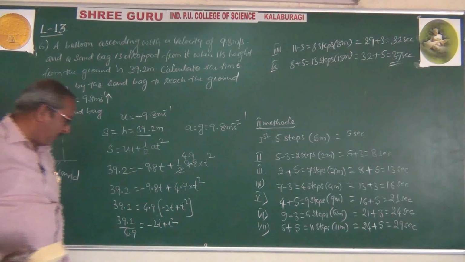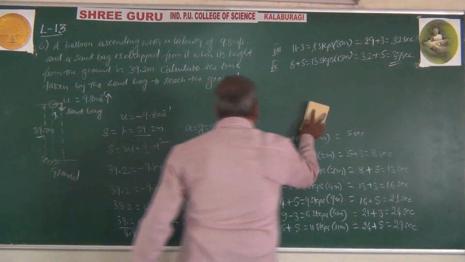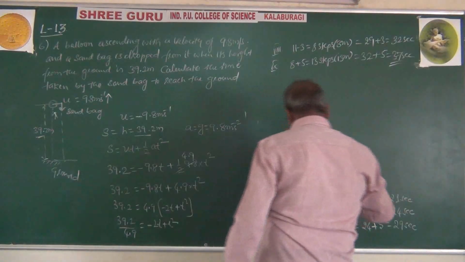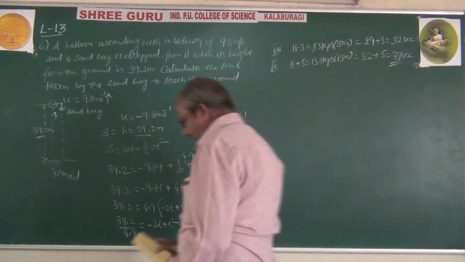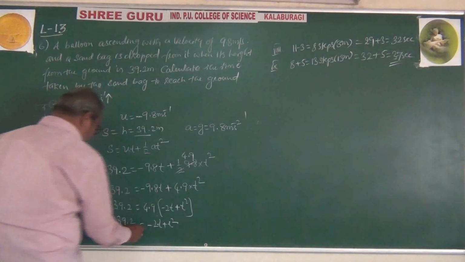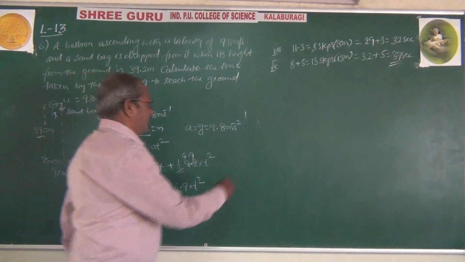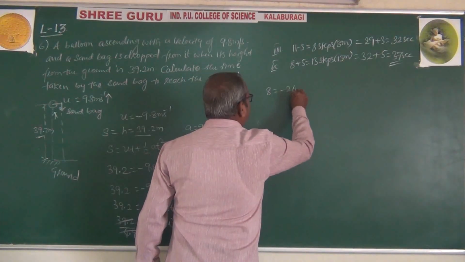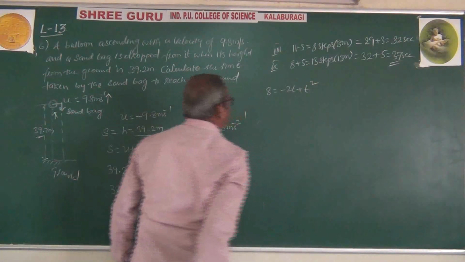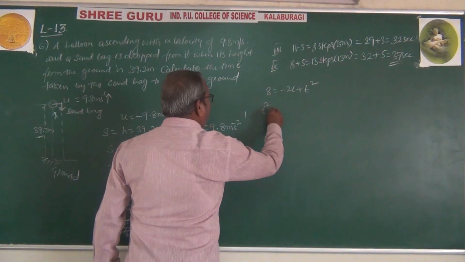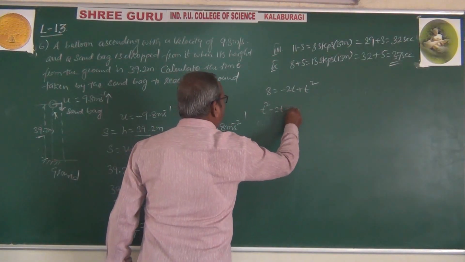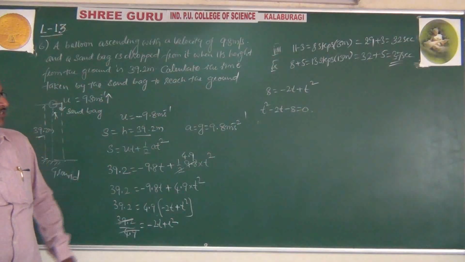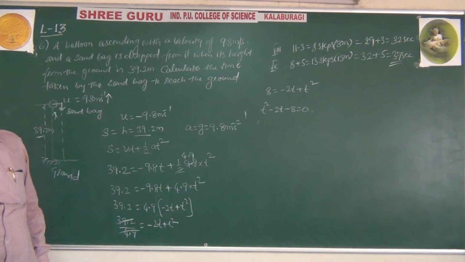So here 39.2 divided by 4.9, a simple calculation, gives 8. So 8 equals minus 2t plus t square. Otherwise, t square minus 2t minus 8 equal to 0.